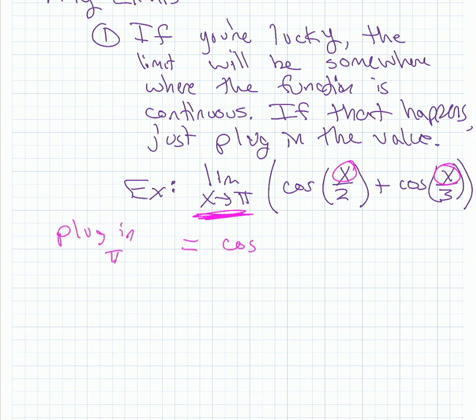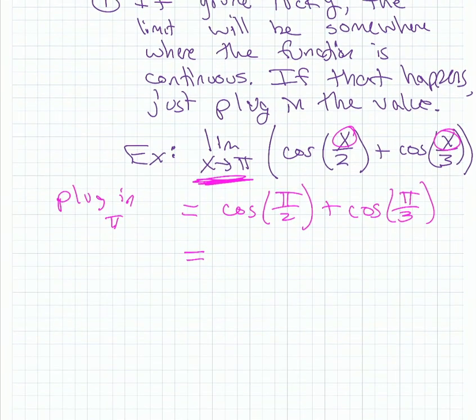You get cosine pi over 2 plus cosine pi over 3, which, if you evaluate those functions using the unit circle, I'm going to put a link up to a unit circle on the website, then you should just be able to get these numbers here. So what's the cosine of pi over 2? The cosine of pi over 2 happens to be 0. And then you have the cosine of pi over 3, which happens to be 1/2.